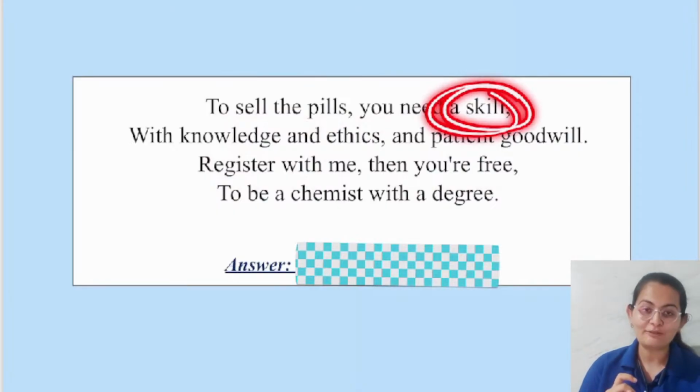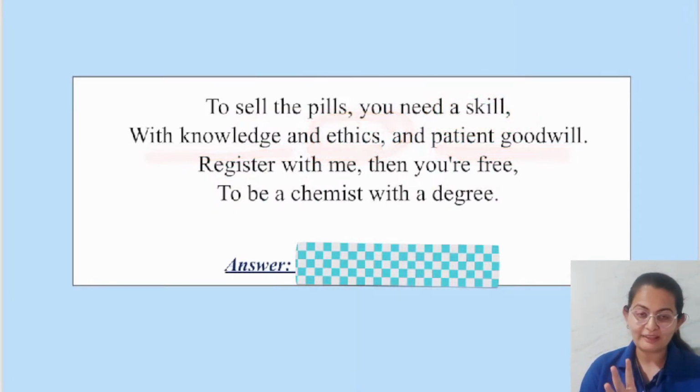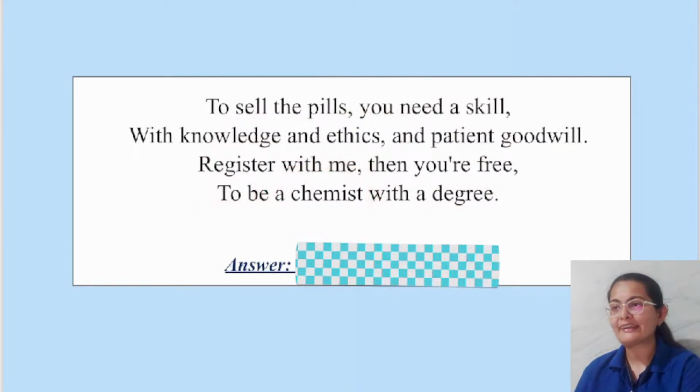To sell the pills, you need skill: that is the first keyword. Next, with knowledge and ethics, patient goodwill: goodwill is the next keyword. Register is the third keyword. Register with me, then you are free to be a chemist with a degree. What act is it talking about? Again, an important act, and you people will definitely know which act it is.